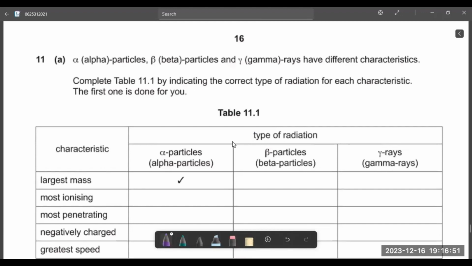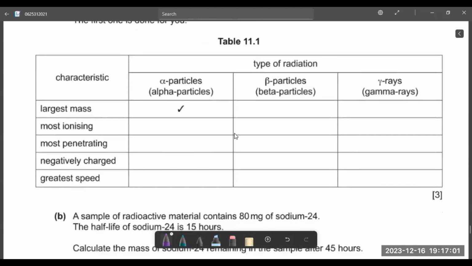Next, alpha particles, beta particles, gamma rays have different characteristics. Complete the table. Alpha particle will be having large mass, and it is the most ionizing. Most penetrating means that is gamma. Negatively charged, that is beta. Greatest speed, that is for gamma rays.